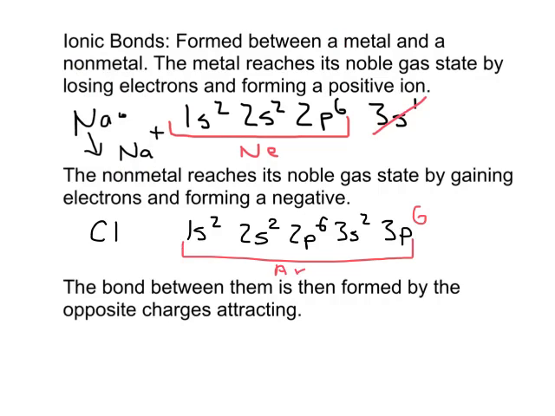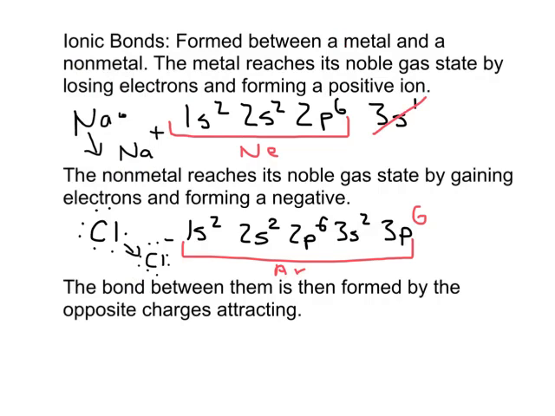So the way we'll show this on our Lewis dot structures is chlorine started out with 7 dots because it has 3s2 and 3p5. It had 7 valence electrons, and it's going to gain electrons until it gets to 8 with a negative charge. So all of your nonmetals should end up with 8 dots and a negative charge. The bond is then formed because these opposite charges hold these together.